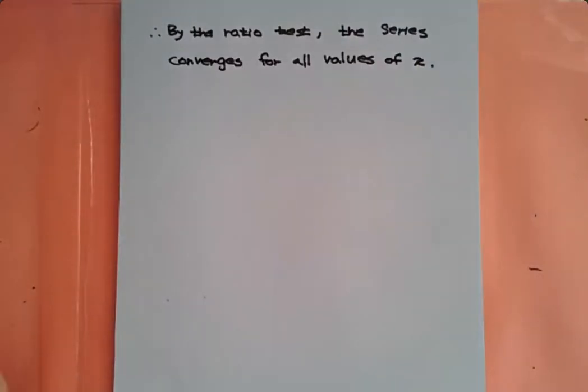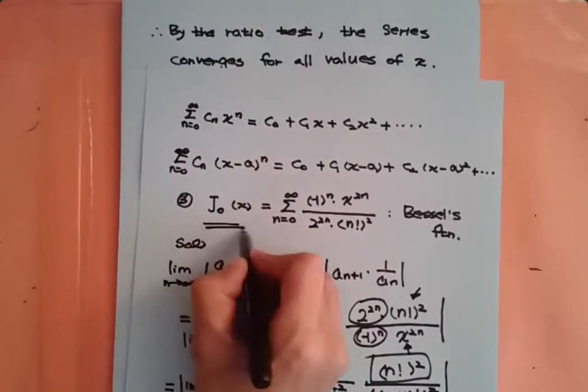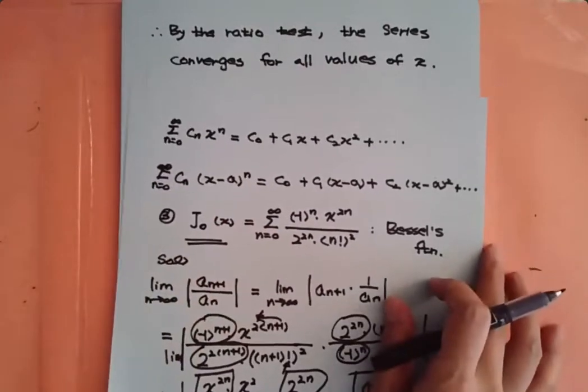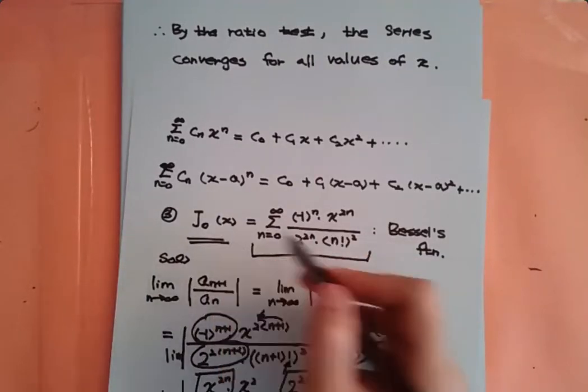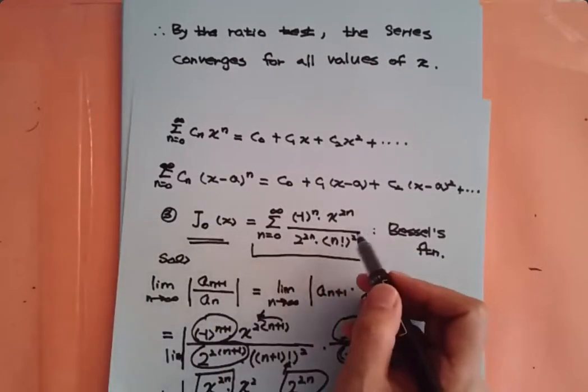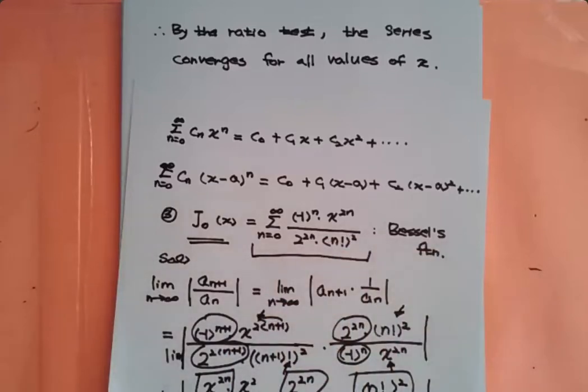So this is the domain of Bessel's function, because the function is defined in this way. This series converges means the function value is defined, and that is defined for any value of x.